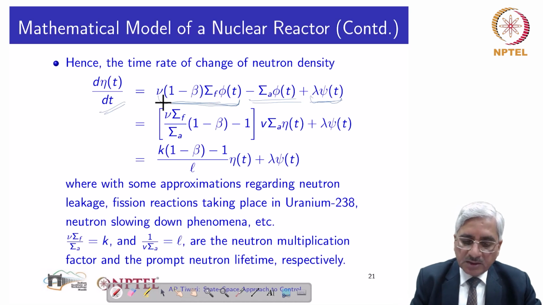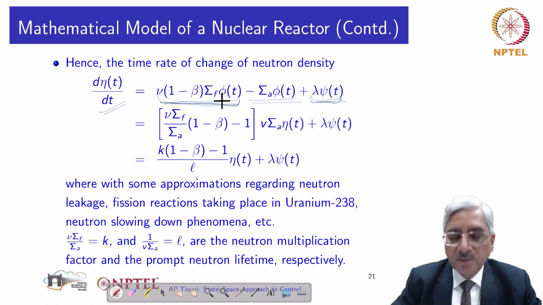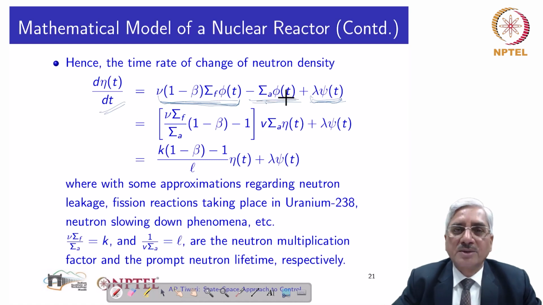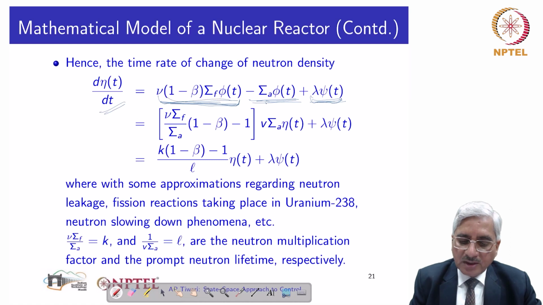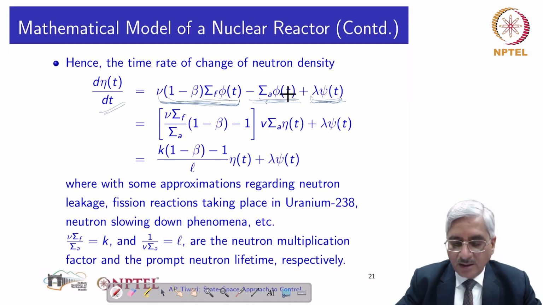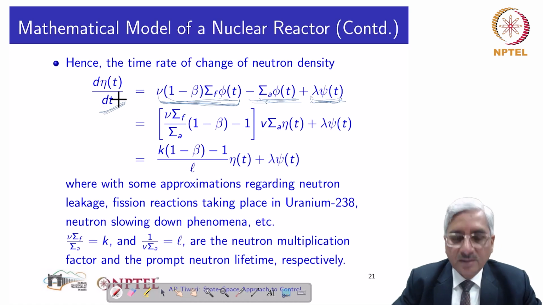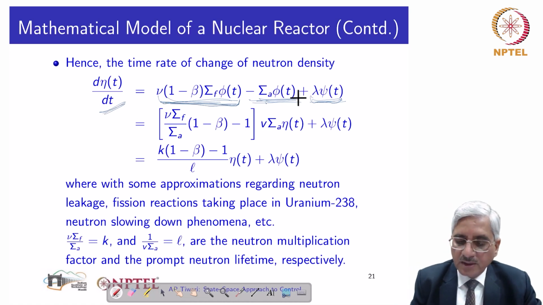So this is the prompt neutrons, this is the delayed neutrons. Their sum is the total number of neutrons per unit volume being produced per second, and this is the number of neutrons being lost through absorption. So this is the production rate, this is the loss rate, and so the net rate of change, d eta by dt, is given by the difference of production rate, which is these two terms, minus the loss rate.